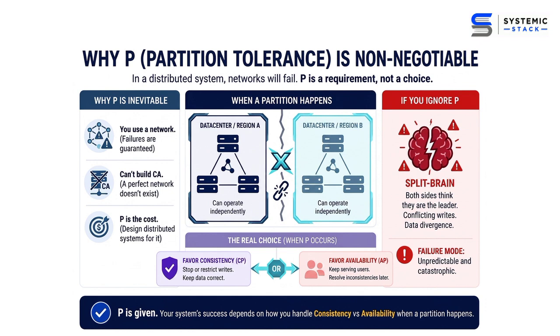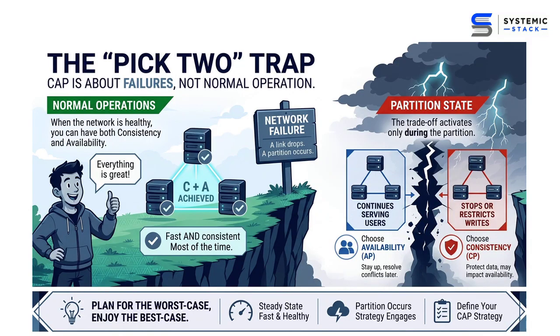Interviewers love to see if you recognize this reality. If you suggest a CA architecture for a multi-region app, it shows a lack of understanding of physical constraints. The choice isn't C, A, and P, it's how you handle C and A when P occurs. You're either deciding to favor consistency and shut down temporarily, or you're favoring availability and accepting that some data might be out of sync.